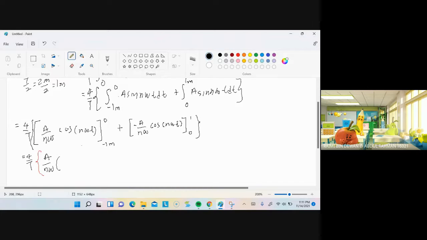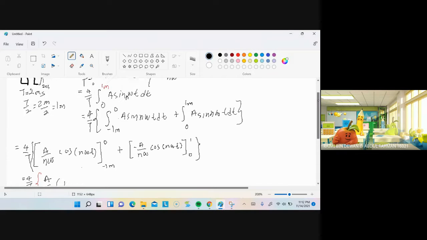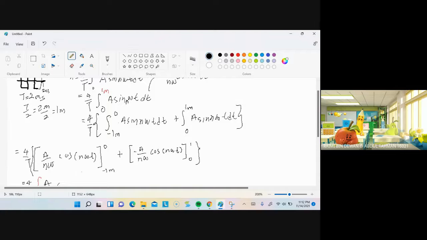So you have 1 here. Because it's cos 0, right? And then the next is negative 1 milli. If you put negative 1 milli, you have cos negative n omega. What is the omega? Since you know that your T is 2 millisecond, what is actually your omega?